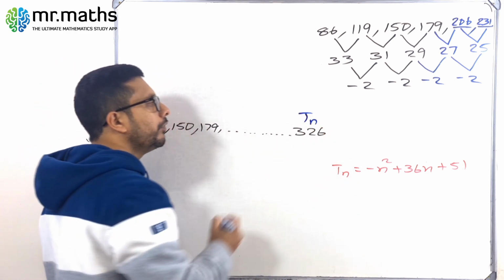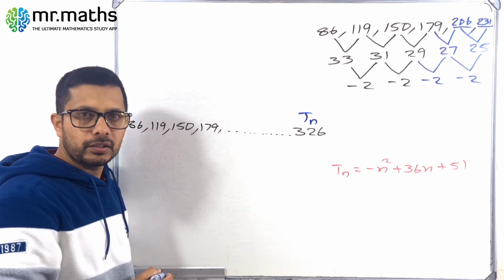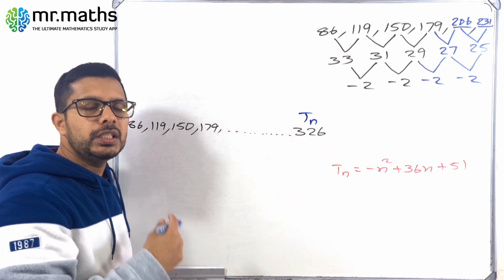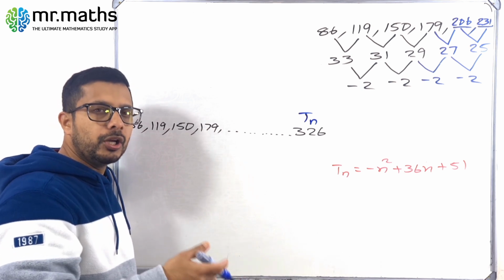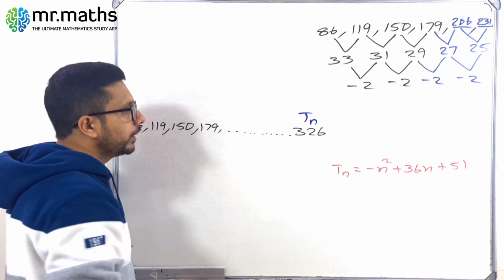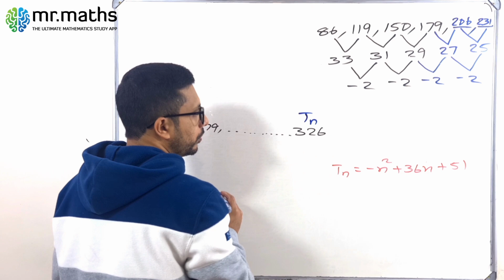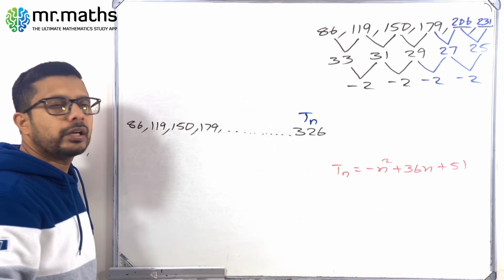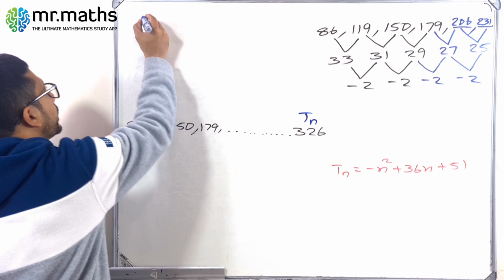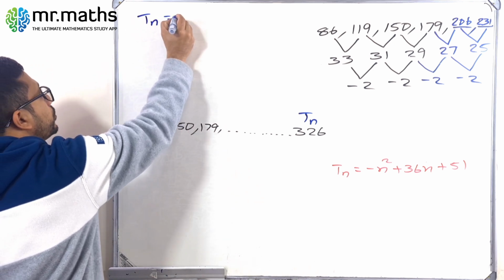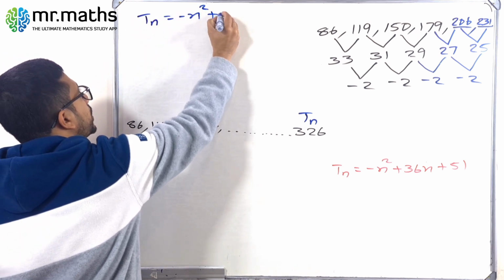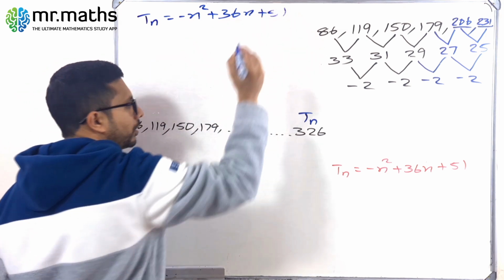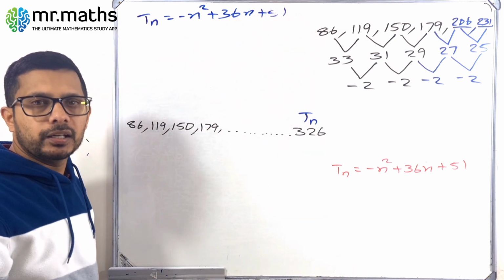Last term we denoted with the tn. Okay, so tn is 326. Tn, the nth term or last term or general term. So tn is 326. In the previous question we already have an equation. Tn is equal to minus n square plus 36n plus 51. So that is tn. Am I right?